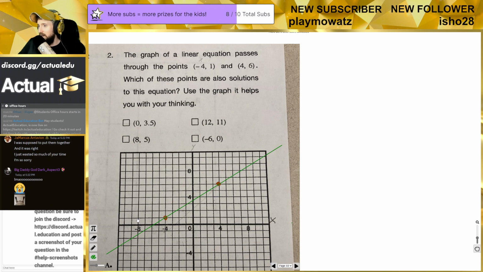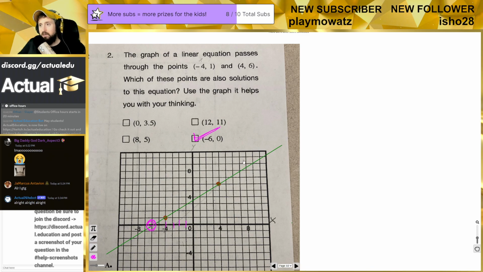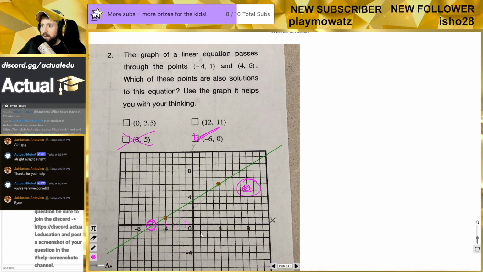And then I can try to see, for instance, does -6, 0 fall on it? 1, 2, 3, 4, 5, 6. Ooh, it kind of does, right? You kind of see it. 8, 5? 8, 1, 2, 3, 4, 5. That doesn't fall on it. Nope. So this one doesn't. And then 0, 3.5 kind of looks like it does, right?